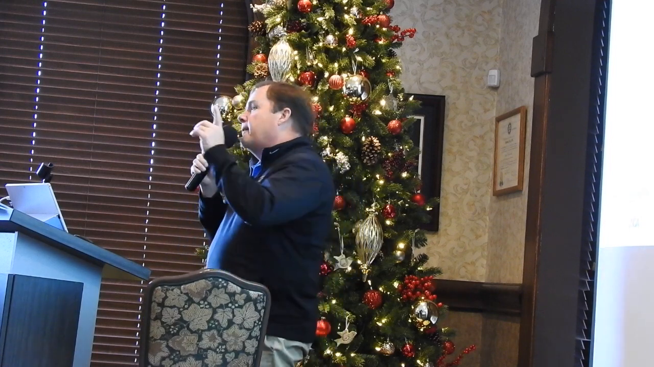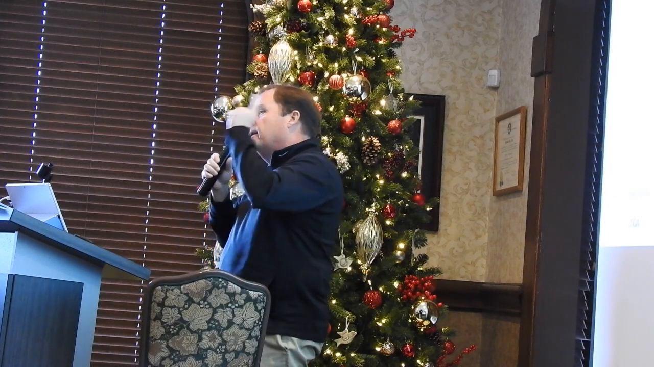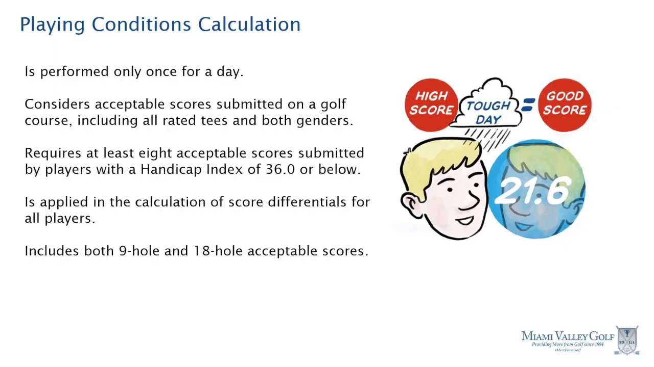Is there going to be a place in score history where you can see that this calculation has been added to the score? I am told that the playing conditions calculation will not be, but the exceptional scores and the hard and soft caps will. Only on that day, acceptable scores submitted to the golf course, including all rated tees in both genders, requires at least 8 acceptable scores, handicap index of 36 or below. Clearly, there's more volatility for the higher handicap indexes in the world. It is applied to the calculation of the score differential for all players. It includes both 9 and 18 hole acceptable scores.